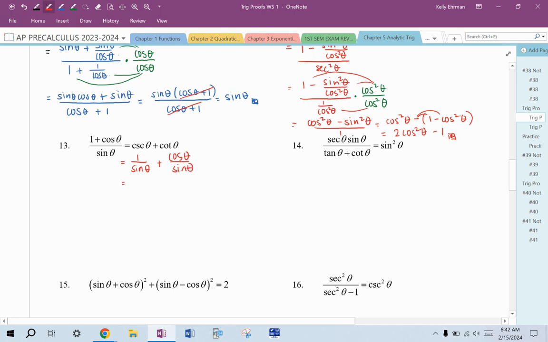So these already have a common denominator. So we can make that 1 plus cosine theta all over sine theta. And actually, we're done. That's what we were trying to show. So that was actually a pretty short one.